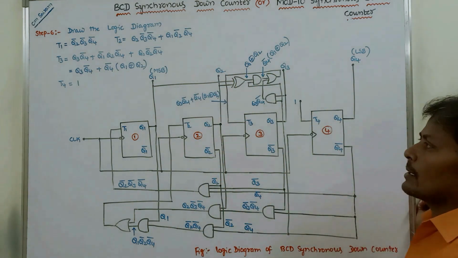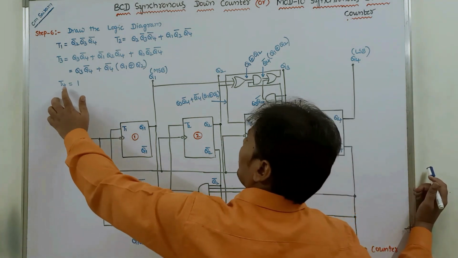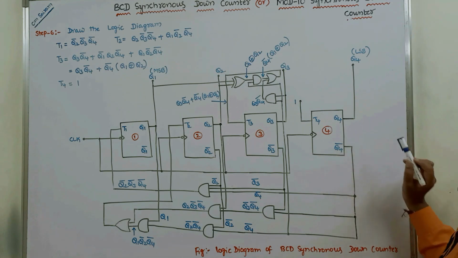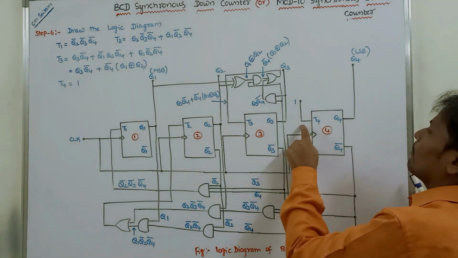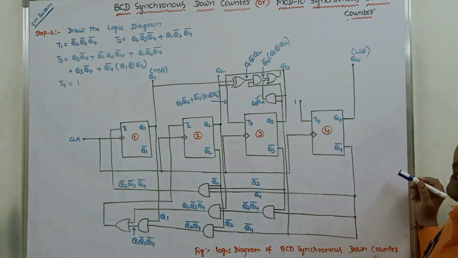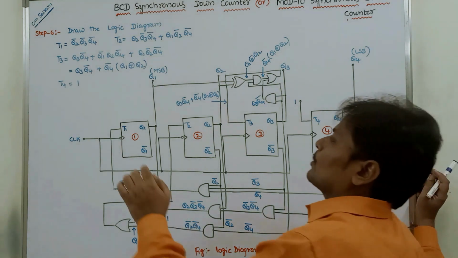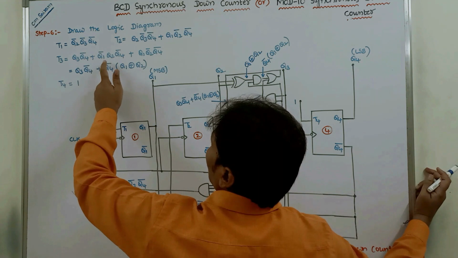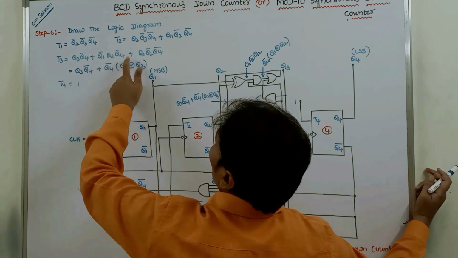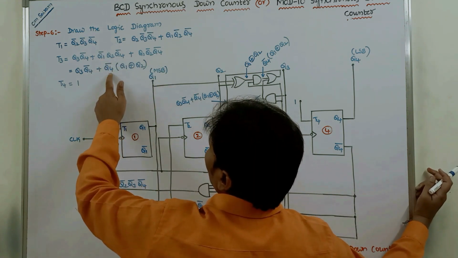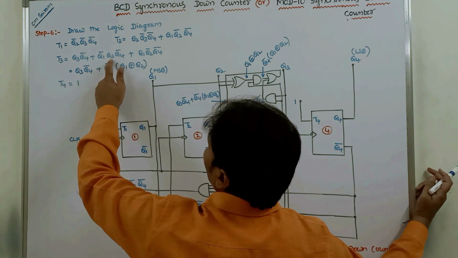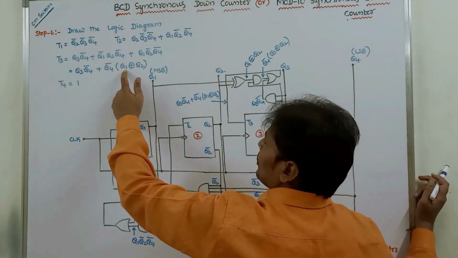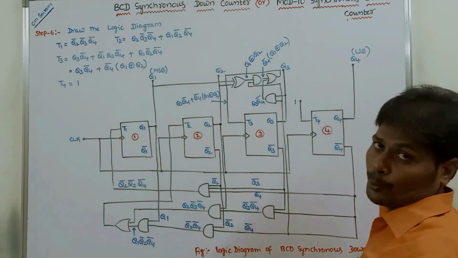Now first I am taking T4 equal to 1. Consider the fourth T flip-flop; the T4 value can be applied as 1. Next, for T3, we have Q3 into Q4 bar. Here I am taking Q4 bar separately. Then we are getting Q1 bar into Q2 plus Q1 into Q2 bar, which can be written as Q1 exclusive OR Q2.